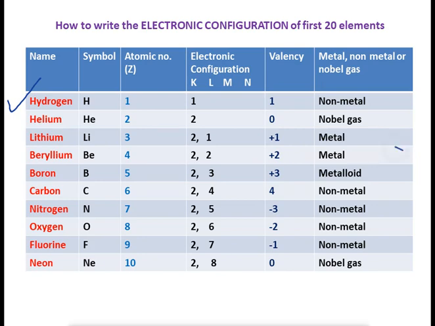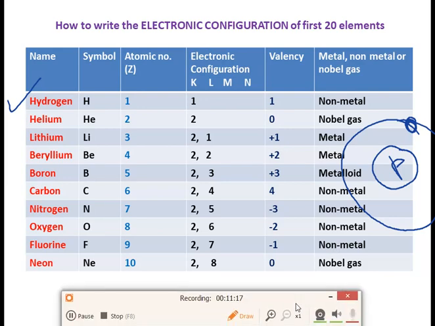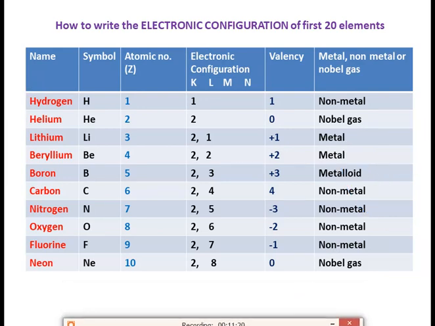Right? Suppose this is a nucleus. In that nucleus, proton is present. We know that in an atom, number of protons is always equal to number of electrons. So if atomic number is 1, which is equal to the number of protons, then there will be one proton in the nucleus and one electron in the K shell. Right? So this is the structure of a hydrogen atom. One proton will be present in the nucleus and one electron will be present in the K shell.